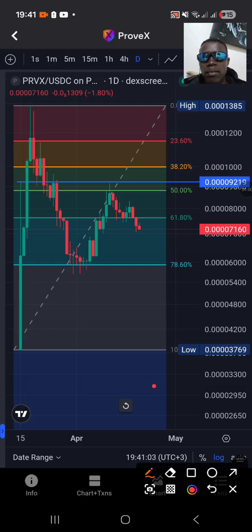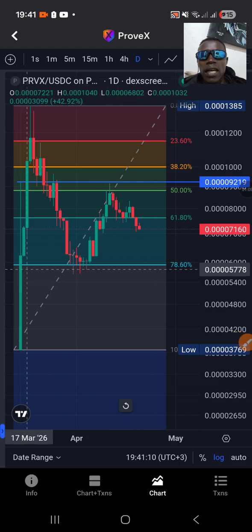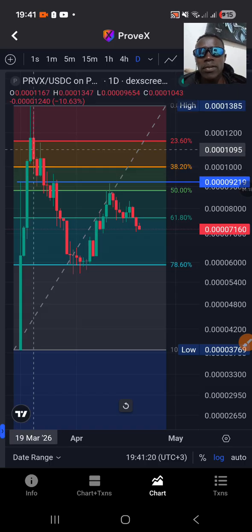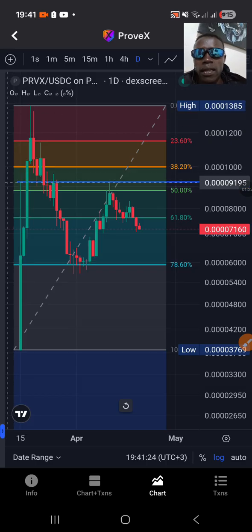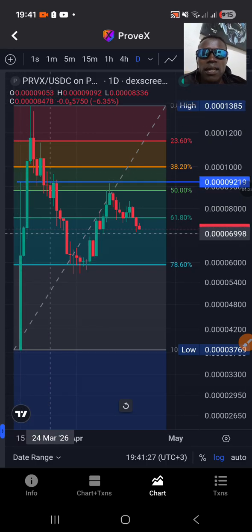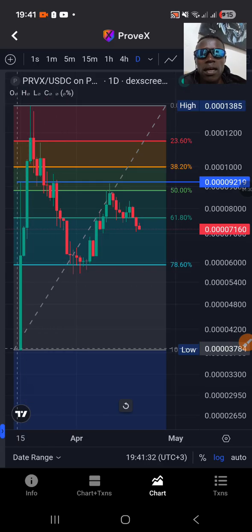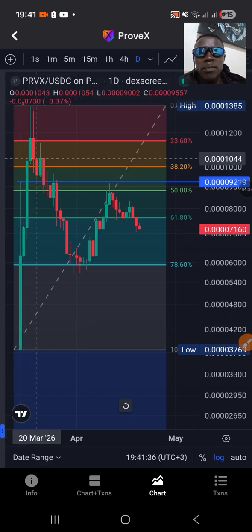Apparently this chart is now able to show each day's activity, or price performance each day, and that's why we are able to see these candlesticks here. The green candles represent the bullish pressure or the buying pressure, and the red candles represent the selling pressure or the selling momentum. After this asset was launched, it performed like this.